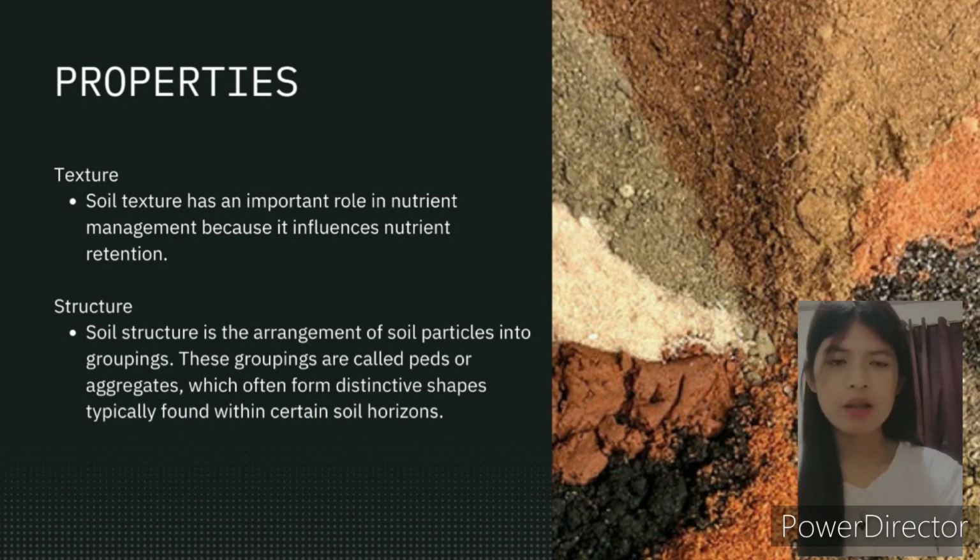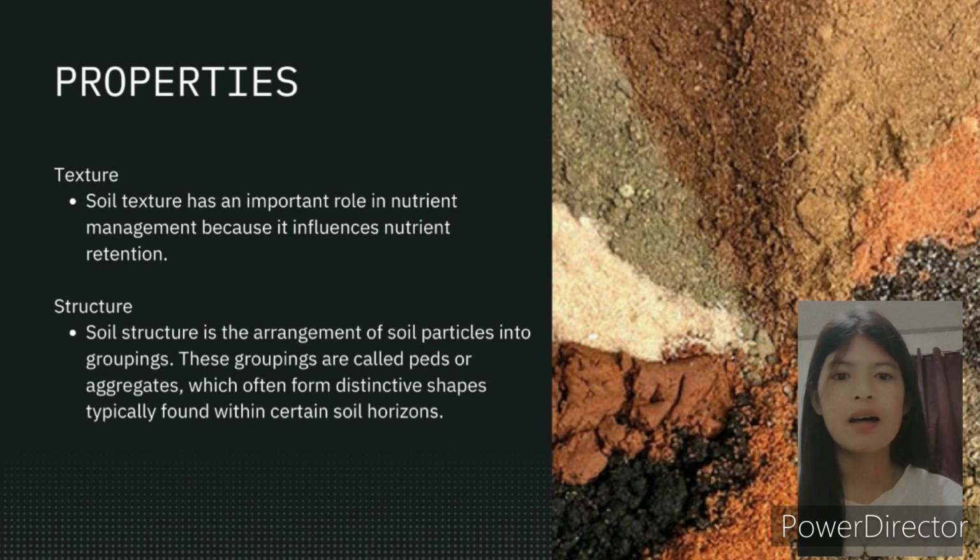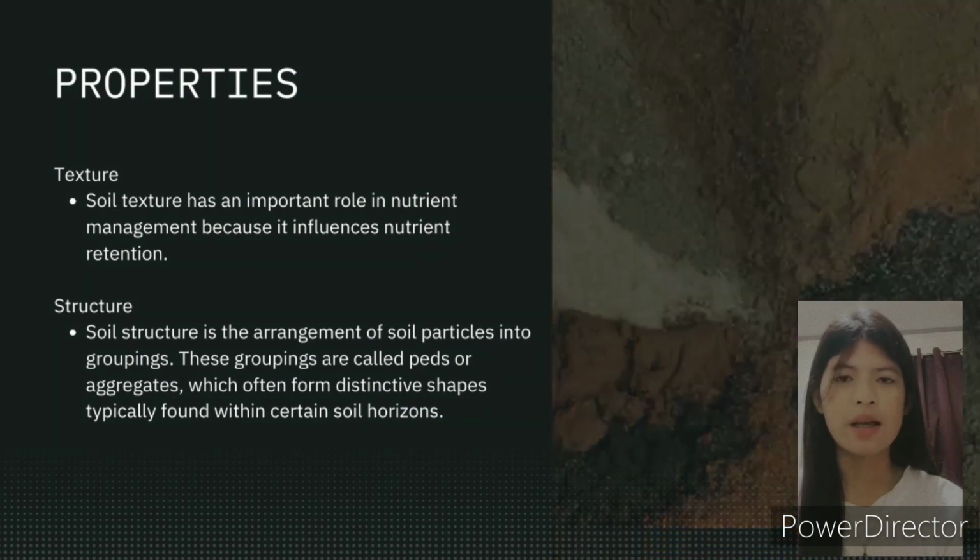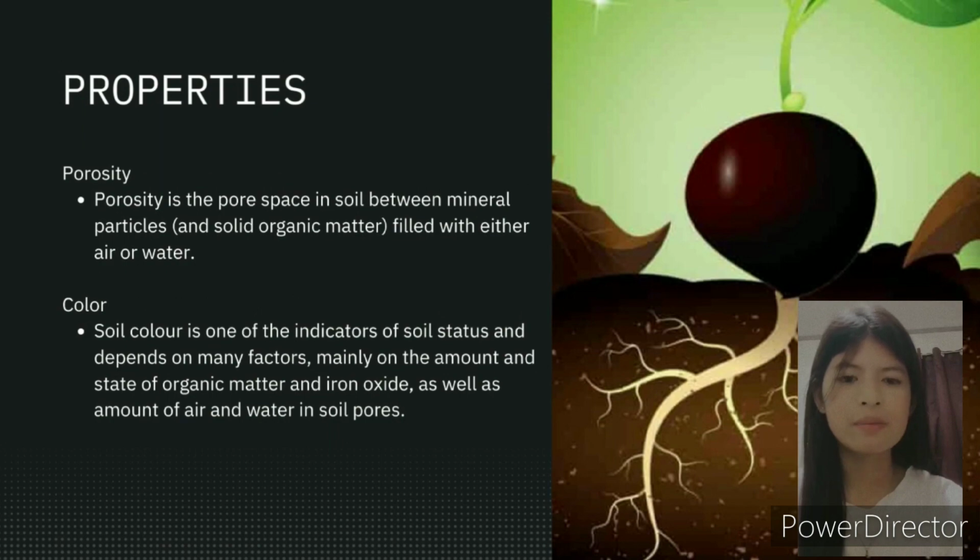The last property of soil is the color. Soil color is one of the indicators of soil status and depends on many factors, mainly on the amount and state of organic matter and iron oxide, as well as amount of air and water in soil pores. In general, dark soils have high organic matter content. Gray soils are waterlogged or anaerobic. Brown soils are well-drained and aerated soils.